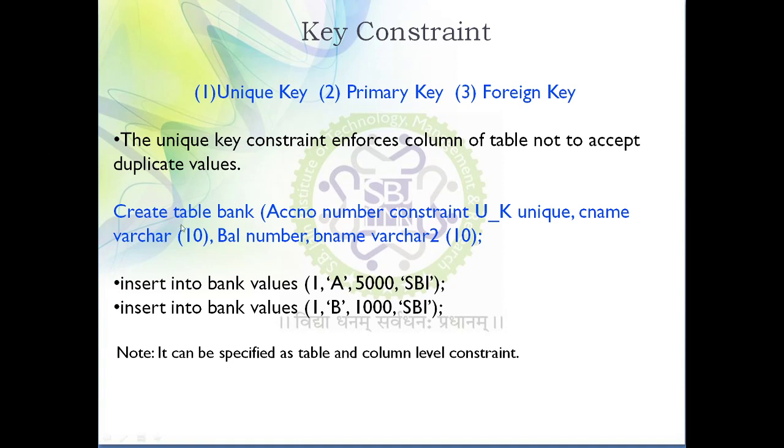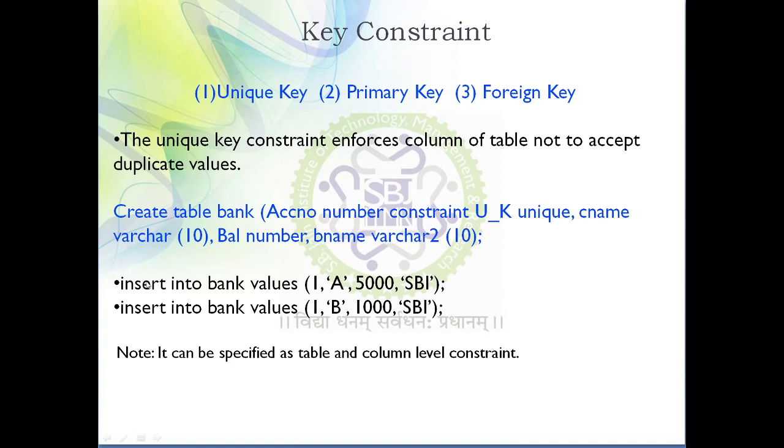So let's take an example. Create table bank, account number, constraint u_k unique. So here I applied a unique constraint on the attribute account number. As I applied this constraint on account number, I cannot insert a duplicate value for it, and the other attributes are customer name, balance, and bank name.